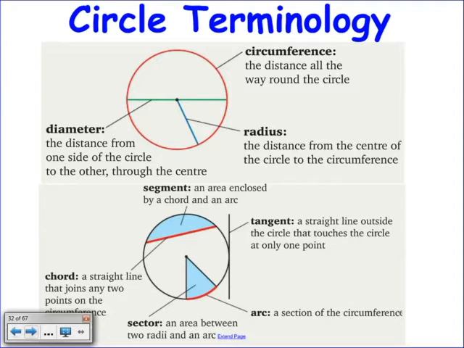A tangent is a line that just touches a circle. A chord goes from one side of the circle to the other, but not through the centre. And the area that the chord cuts off is a segment.